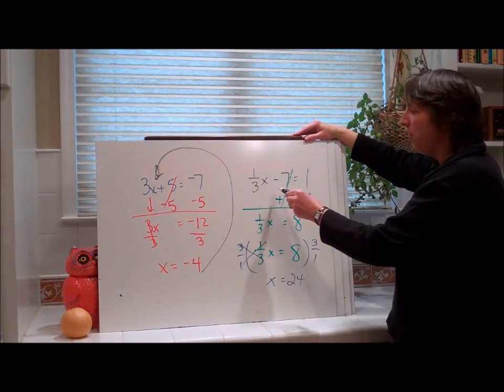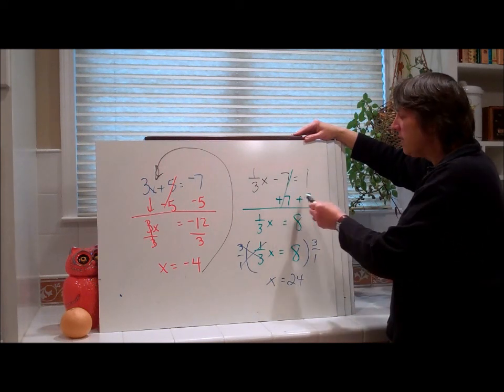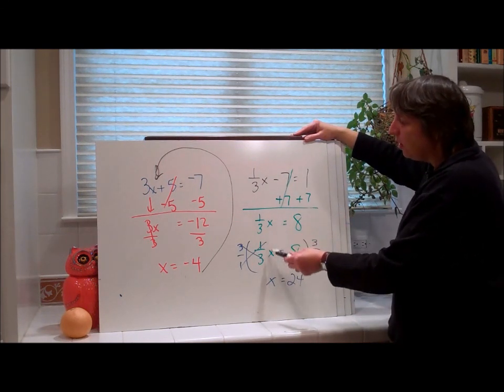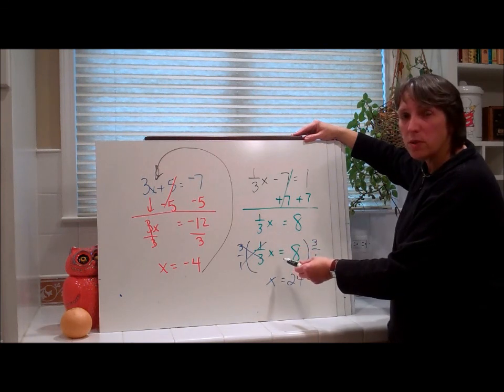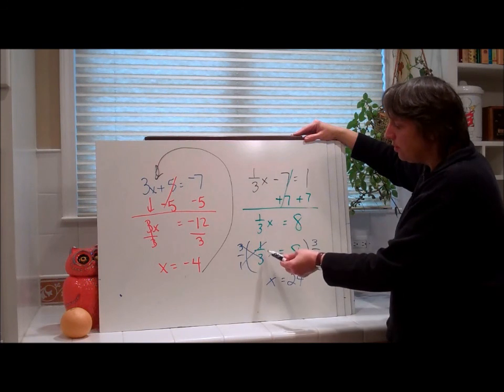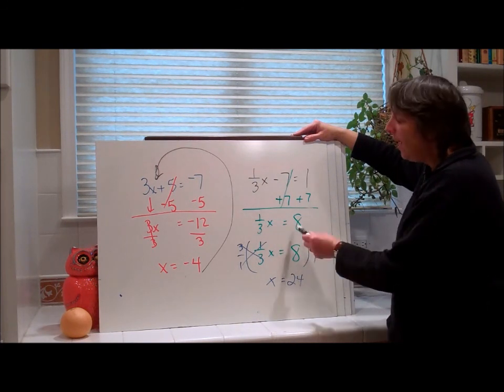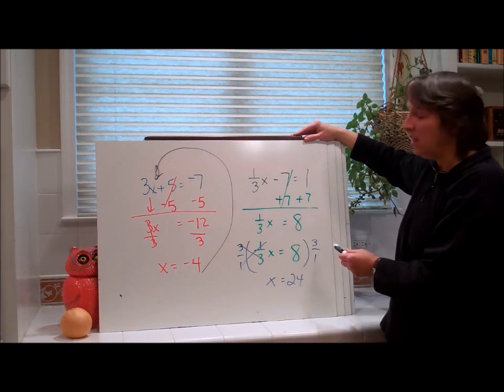Oh boy, 1/3 x minus 7. The fractions really throw some of you off. I'm going to add 7 to both sides, and look what I did. I rewrote this step so that you could see what I'm doing. You do not have to write this and then do this. You can immediately do giant parentheses around here. I just wanted to do that so you could see.